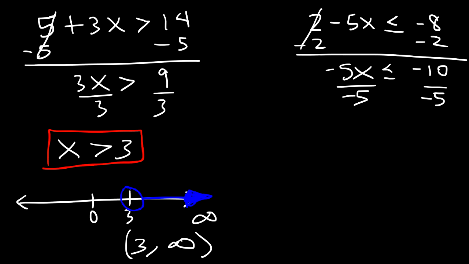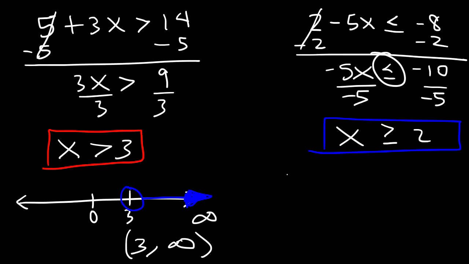Now here's where you've got to be careful. Whenever you multiply or divide by a negative number, you need to switch the sign of the inequality. So it's going to change from less than or equal to, to greater than or equal to. Negative 10 divided by negative 5 is positive 2. So this is our answer, and now let's plot it on a number line.